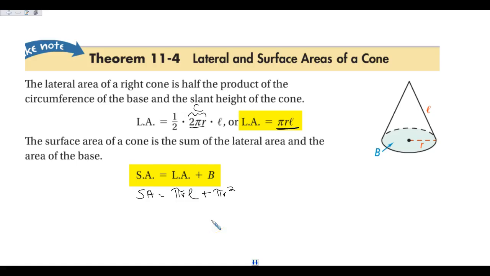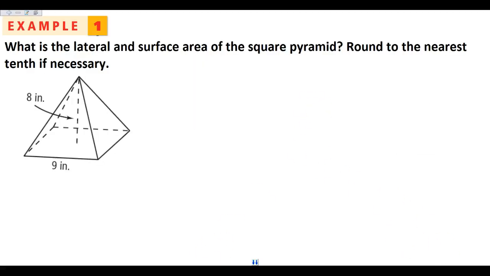So the kind of nice thing here is that the 2's go together and then just like the single coefficients go together. So like for a cylinder, it was 2 pi rh plus 2 pi r squared. Well, here for surface area, it's pi rl plus pi r squared. So they kind of go together. And again, just like in prisms and cylinders, these formulas here are not on your reference sheet. So you need to make sure that you do know these formulas. All right, so let's take a look at an example.